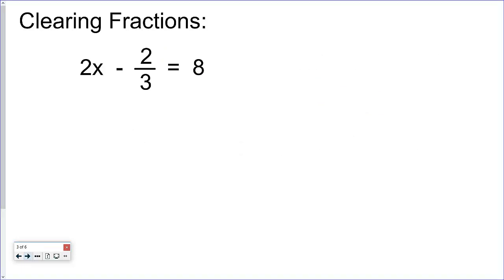Our first example, we're going to start off really simple here. We're just going to use one fraction, and there's only one denominator, and we can clearly see that the denominator has a 3 in it. So the LCD of this problem would be 3, so LCD equals 3. And then I'm going to multiply each term. I've got 1, 2, 3 terms here to multiply by 3.